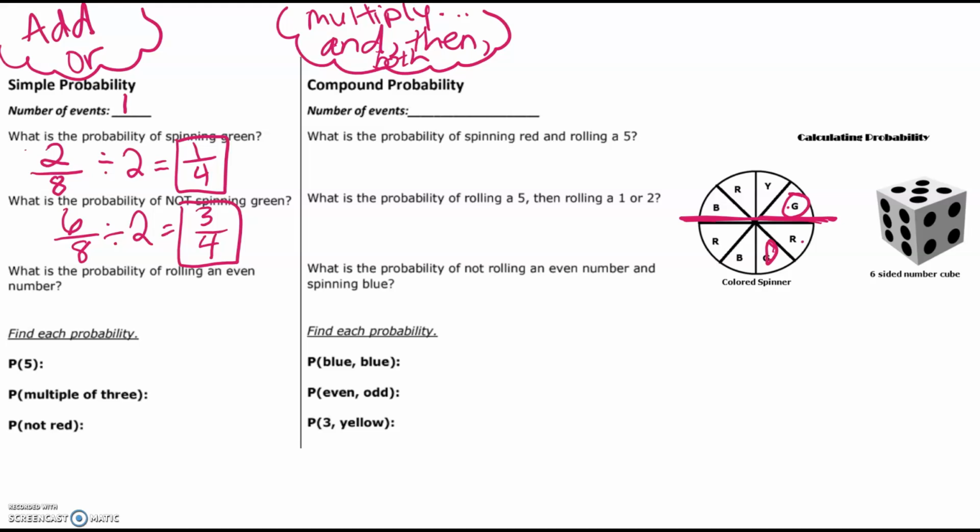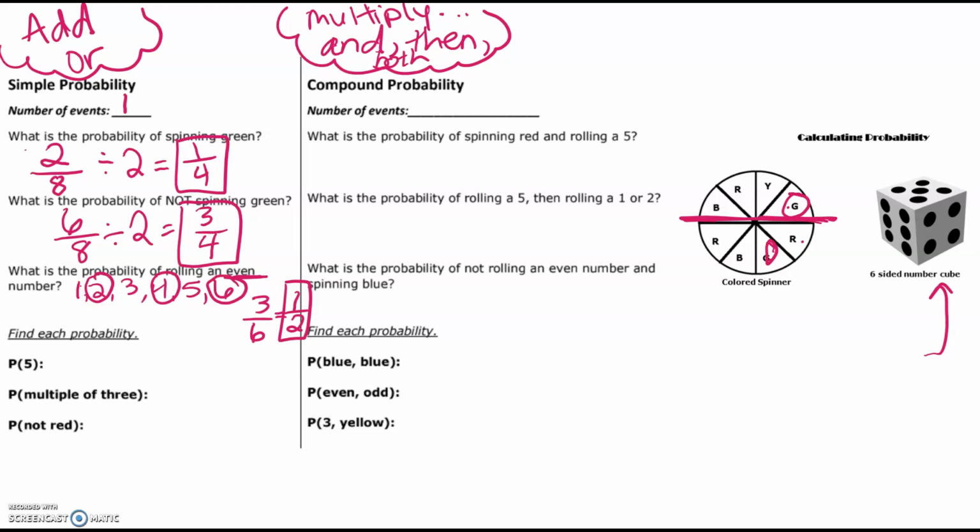Next question says, what is the probability of rolling an even number? So now we're talking about the rolling die. And let's go ahead and list out our sample space. We could land on 1, 2, 3, 4, 5, or 6. Well, this one specifically wants to know about the even numbers, so we'll circle them. It's the 2, 4, and 6. So that gives us 3 possible even numbers out of 6 total. And we can simplify that into 1/2. So there's half of a chance.